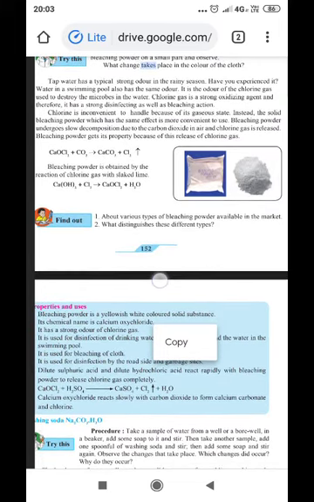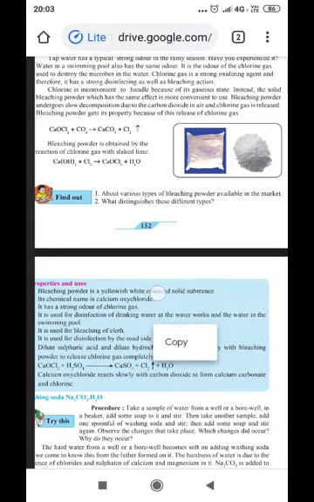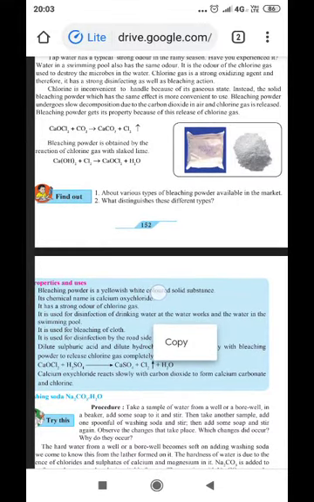Now it is expressed in the form of a chemical equation. Calcium oxychloride, that is CaOCl2, plus carbon dioxide CO2, gives calcium carbonate CaCO3 plus Cl2. The bleaching powder is obtained by the reaction of chlorine gas with slaked lime. Calcium hydroxide, or slaked lime, reacts with chlorine to form calcium oxychloride, that is bleaching powder, plus water is given out.